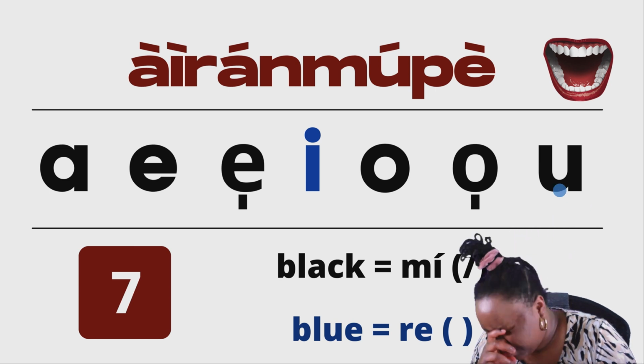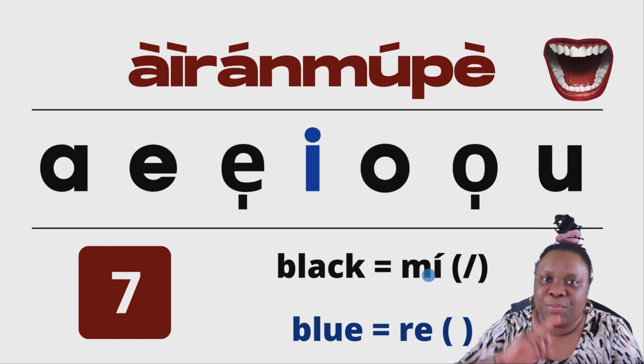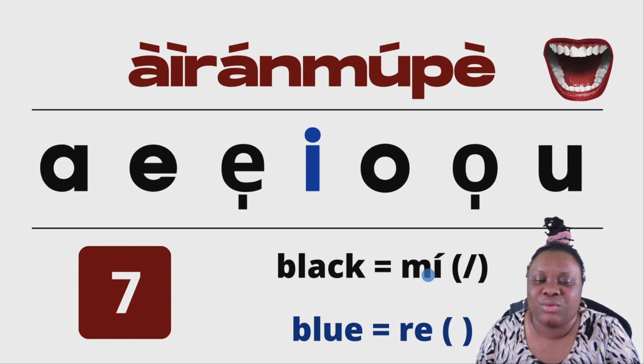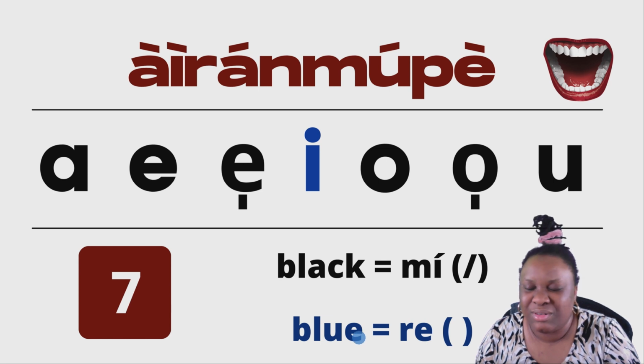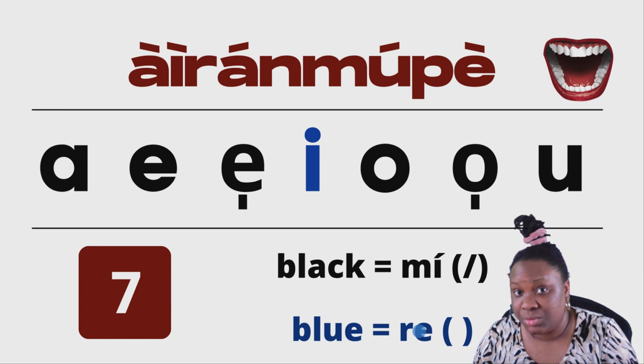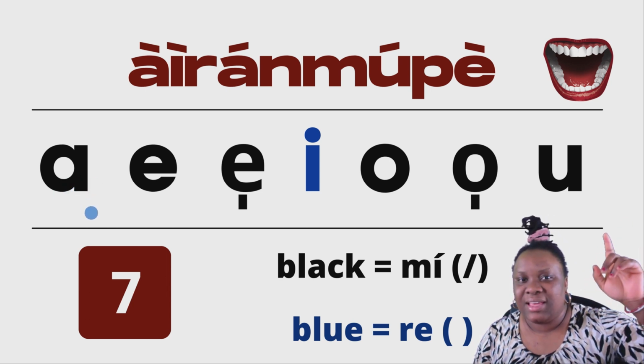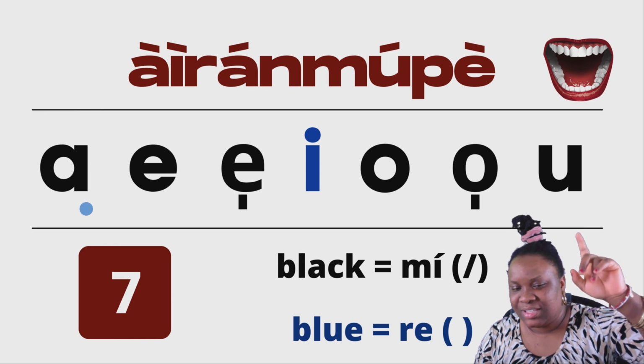Méje lani, méje, 7. The ones in black you pronounce with sort of a higher tone. The one in blue, re, is the one that goes high, like mi, re.